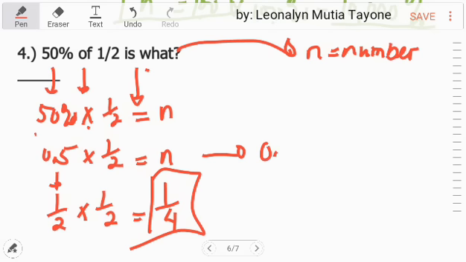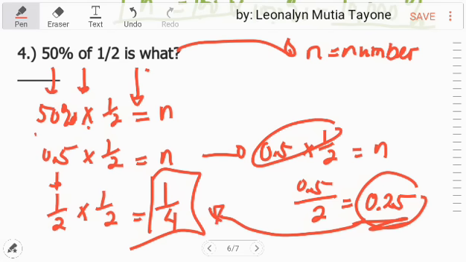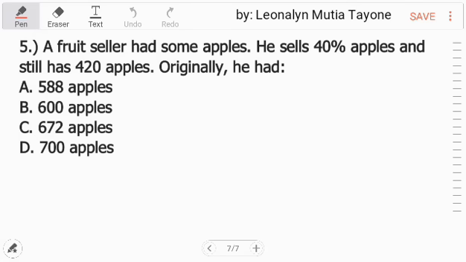Another way, 0.5 times 1/2 equals n. So, 0.5 over 2 is equals to 0.25. 0.25 is the same as 1/4. So, ang sagot dito ay 1/4 or 0.25. Now, let's do question number 5. Yung paano tayo nag-solve sa question number 1 to 4, tandaan nyo yun kasi gagamitin natin yan sa ating question number 5. This is a word problem about percentage.